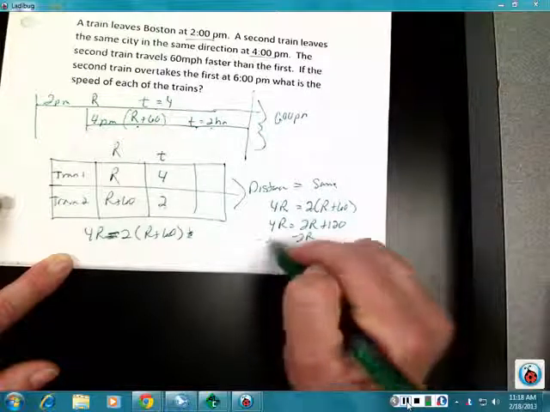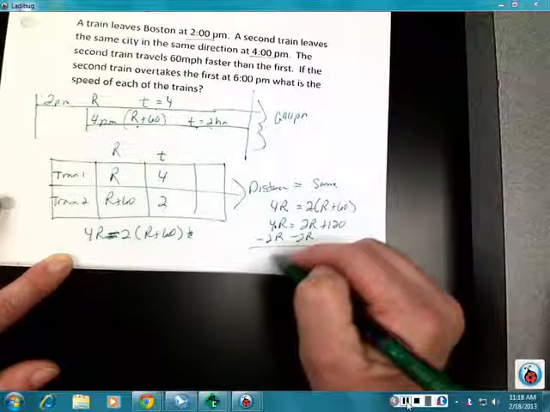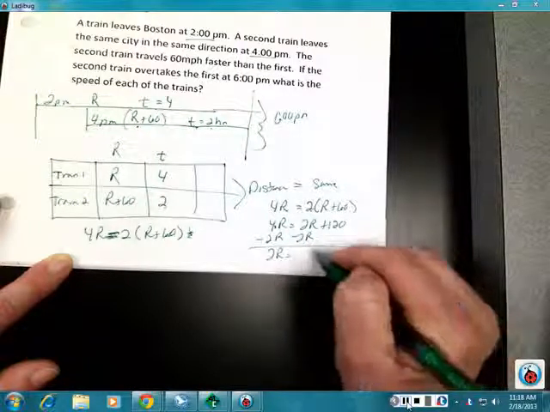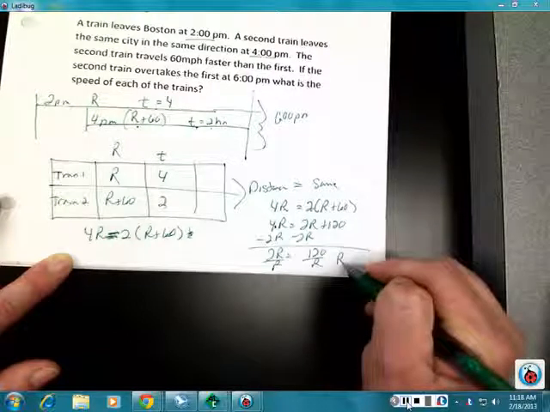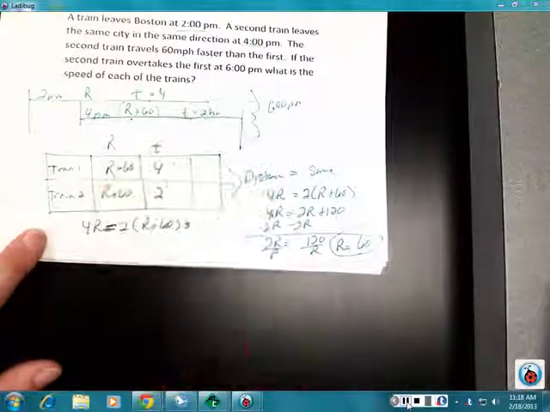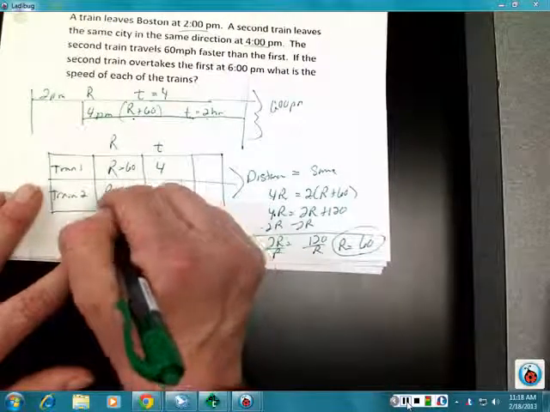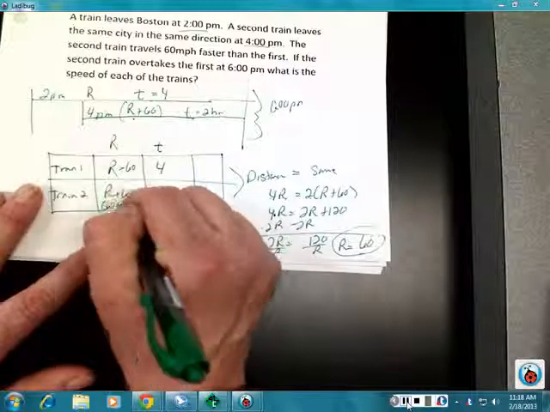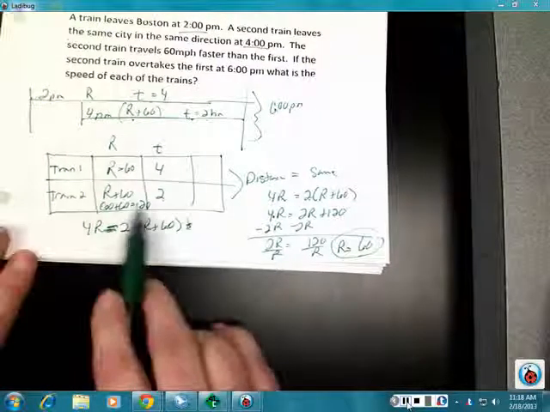Move my 2R over. 4R minus 2R is 2R equals 120. Divide by 2. So the first train is traveling at 60 miles per hour because R is equal to 60. How fast is the second train traveling? The second train is 60 for R plus 60, or 120 would be how fast it's traveling.